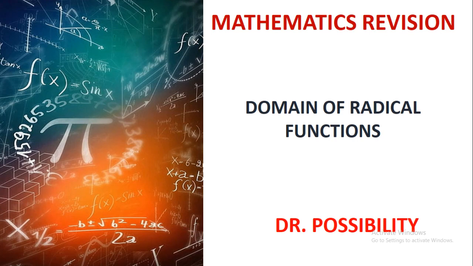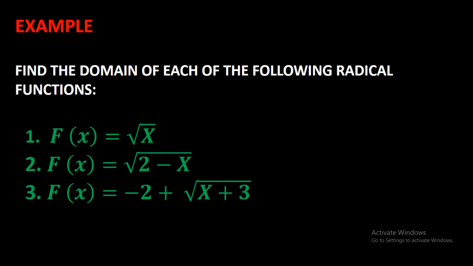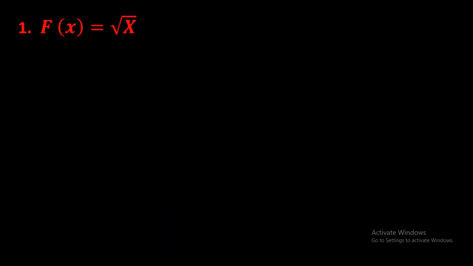Let's quickly get started. We have been given a question whereby we have been told to find the domain of each of the following radical functions. Let's quickly start with the first one, which is f of x is equal to square root x. The second one is f of x is equal to square root 2 minus x. And the last one is f of x is equal to negative 2 plus square root x plus 3. So let's quickly look at question 1.